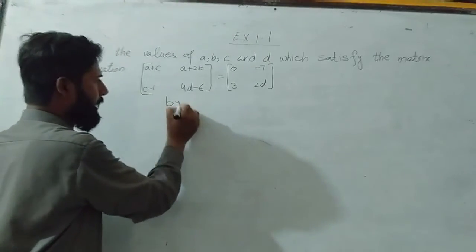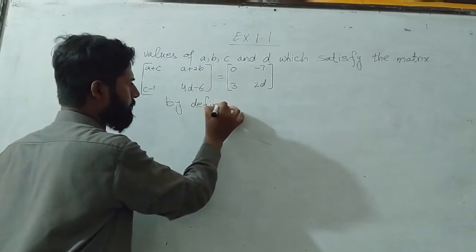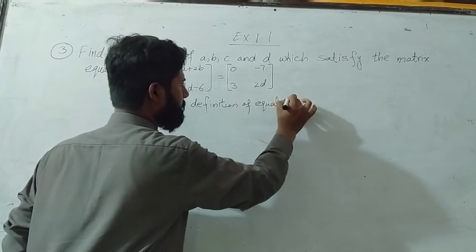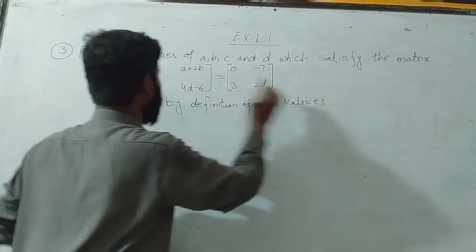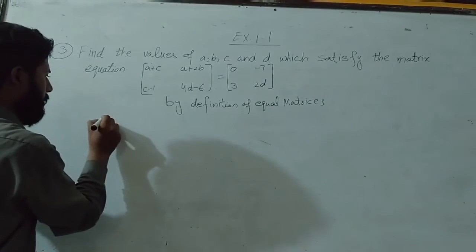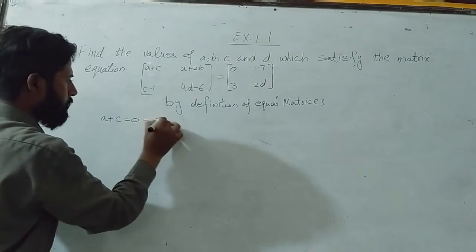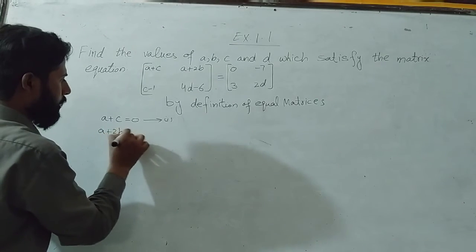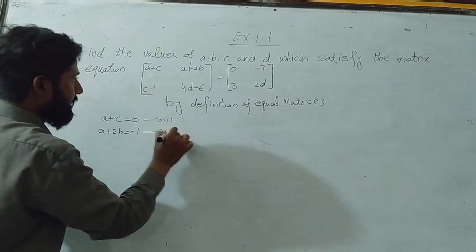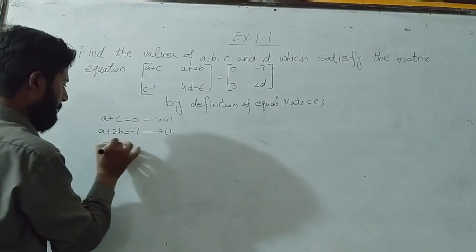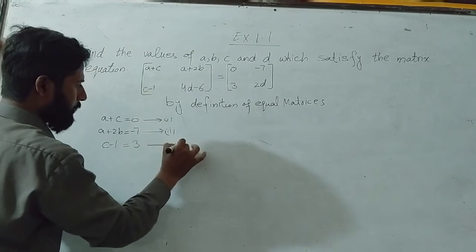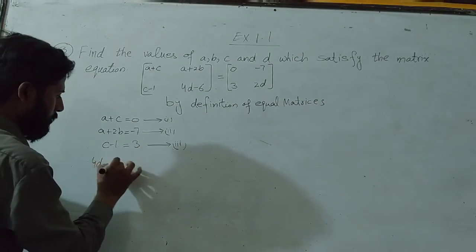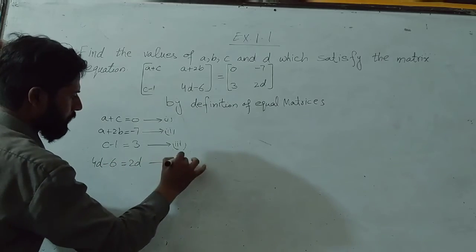So we will write here, by definition of equal matrices, A plus C should be equal to 0. A plus C is equal to 0. It is our first equation. A plus 2B should be equal to minus 7. C minus 1 should be equal to 3. It is our third equation. And 4D minus 6 should be equal to 2D. It is our fourth equation.